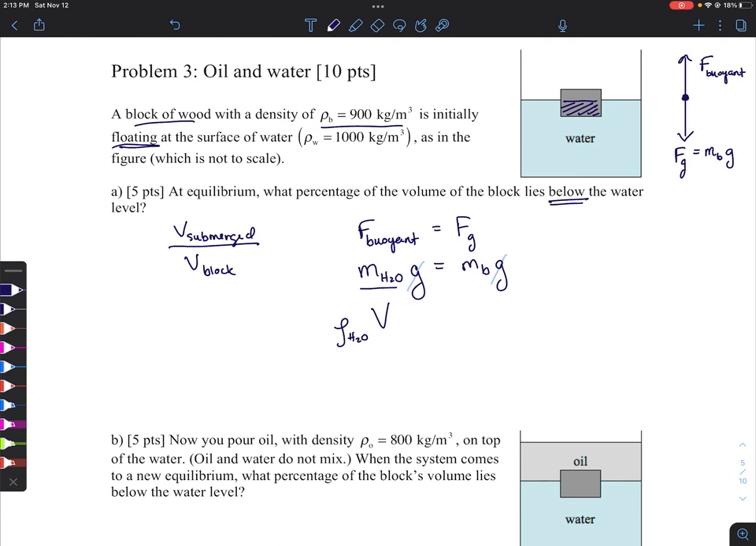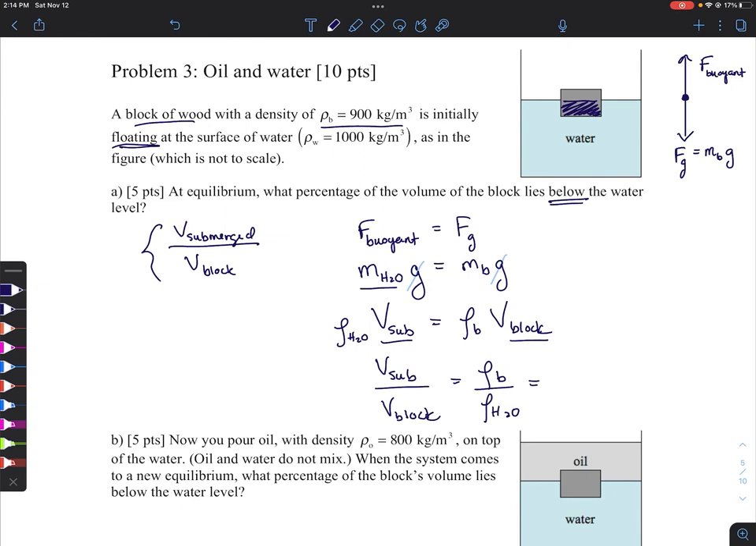Now what volume is it? You have to be careful. It's the volume of the water displaced, so it's this submerged volume. And that has to be equal to the mass of the block, which is going to be equal to the density of the block times the volume of the whole block. So this is great because we have V_sub and V_block, and we need that ratio. So I'm going to move V_block over here, and the other side will then be rho_block over rho_H2O.